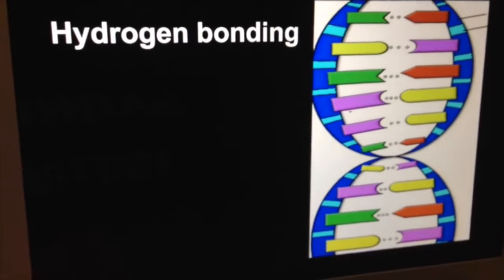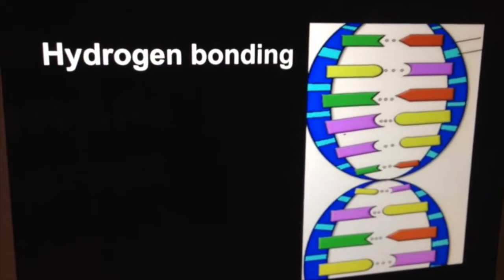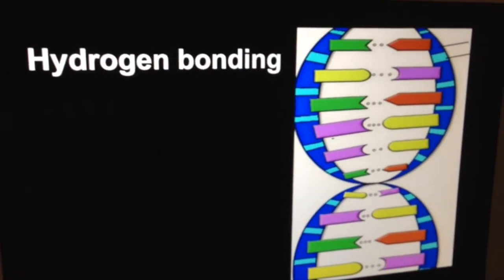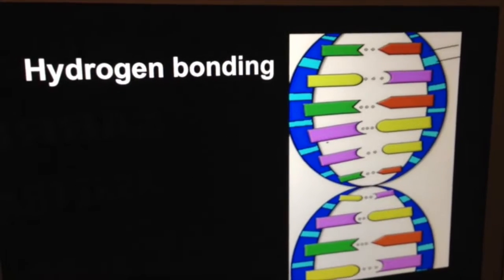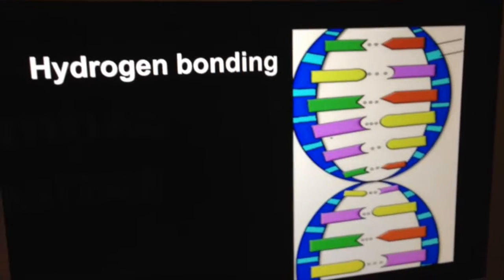Base pairs are held together by hydrogen bonds. Between adenine and thymine, there are 2 hydrogens. Between guanine and cytosine, there are 3 hydrogens.